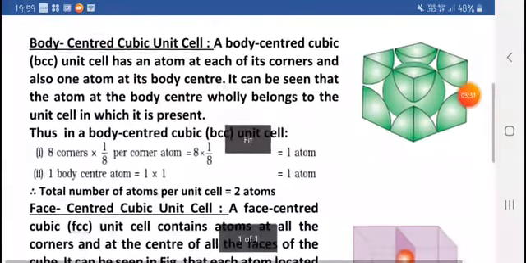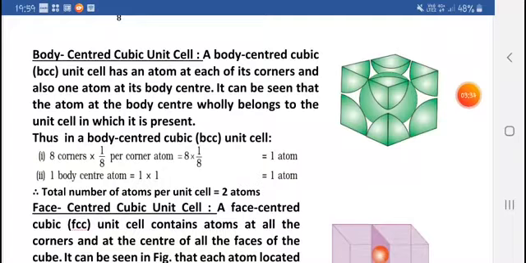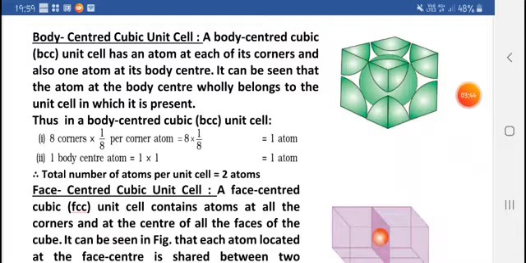Again, if we want to calculate the number of atoms present in a BCC type unit cell, then we can simply calculate the corner atoms' contribution plus the body centered atom's contribution. So 8 corners multiplied by the 1 by 8 contribution gives 8 into 1 by 8 equal to 1 atom. Similarly, when we add this one body centered atom, which is completely present inside the body of the unit cell, we get 1 into 1 equal to 1. So in total we get 2 atoms present inside a unit cell.